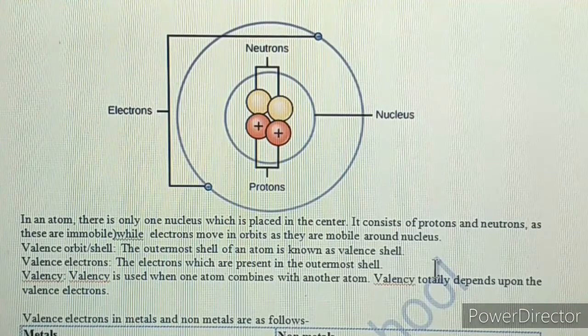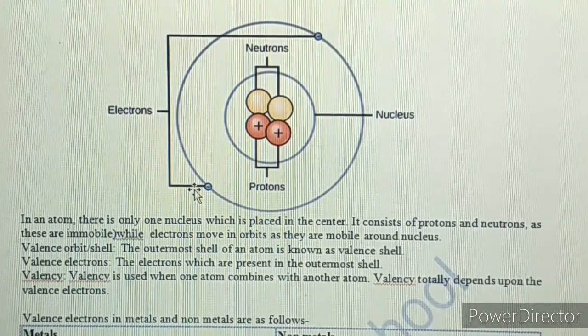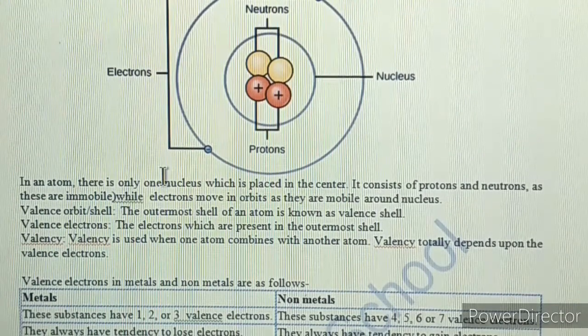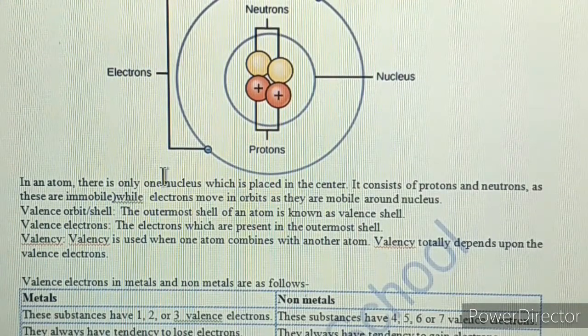When one atom combines with another atom, this valency is used, and valency totally depends upon valence electrons. Like in the outermost shell, if there are 2 electrons present, the valency of that atom is what? 2. If in the outermost shell there is 1 electron, the valency is 1. If there are 3 electrons, the valency is 3. But as soon as the outermost electrons become 4, 5, 6, 7 or 8, then the valency depends upon what?